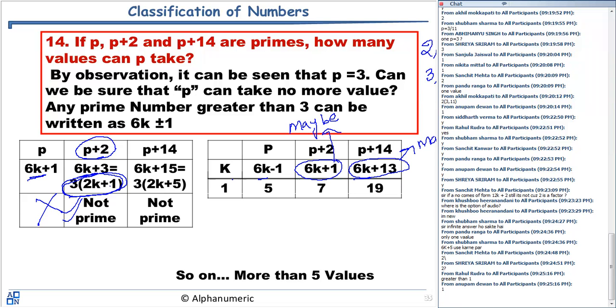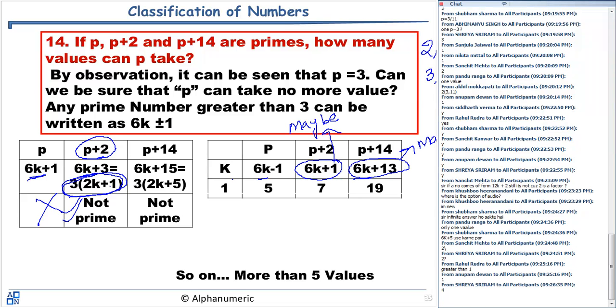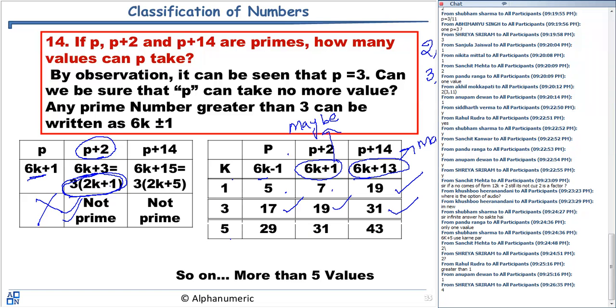If you take k equal to 1, you will get p equal to 5, then 7 and 19. All the three numbers are prime. Similarly, if you take k equal to 3, you will get 17, 19, 31. All the three numbers are prime and they satisfy the given condition. And so on. So one thing we are sure of is that the answer is more than 5. But how many values, we cannot find out, because there is no limit on the prime numbers. How many prime numbers are there in this world? We do not even know that. Numbers have no end. So we are not sure, and I will say the answer is more than 5.